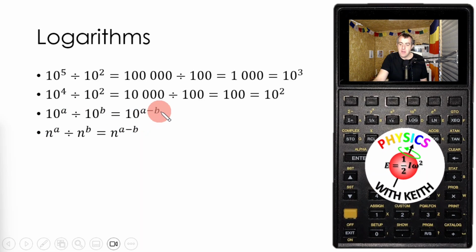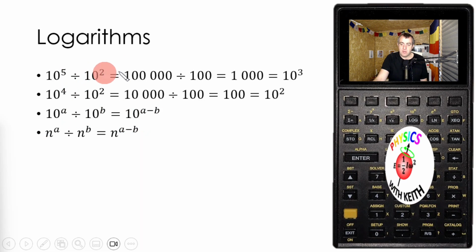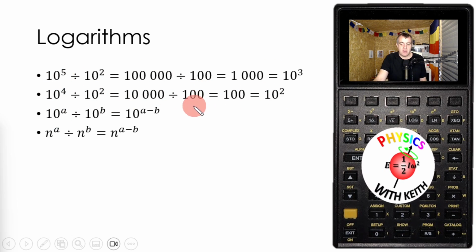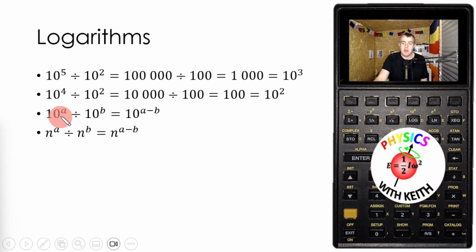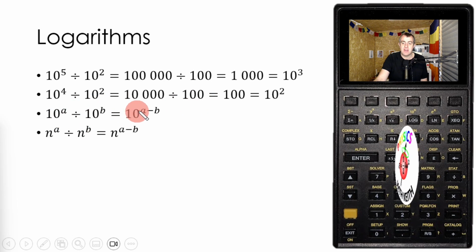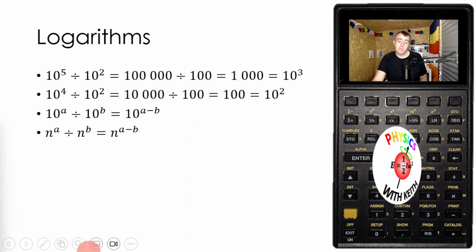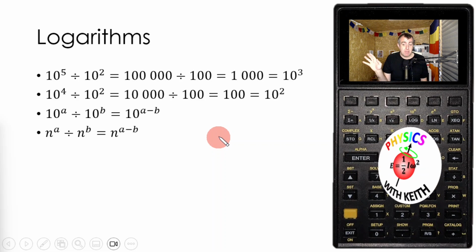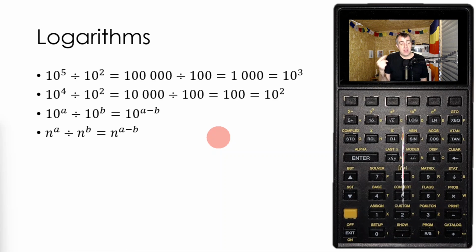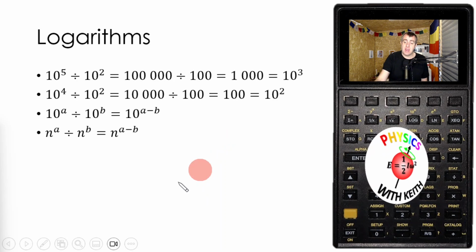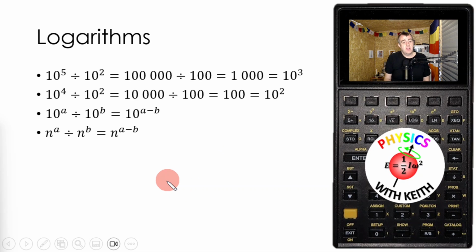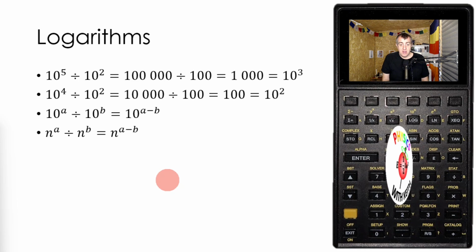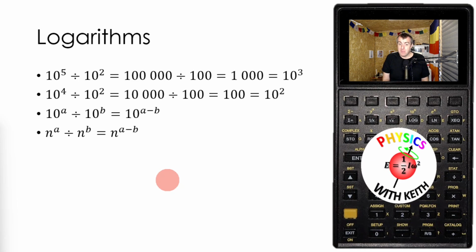And you can see here the general rule. 5 subtract 2 is 3. 4 subtract 2 is 2. And you could do this with any numbers, just test it for yourself. 10 to the power of a divided by 10 to the power of b is 10 to the power of a subtract b. Or more generally, it doesn't have to have a base 10, it could be any base. n to the power of a divided by n to the power of b is equal to n to the power of a minus b. Now some people will be saying, no, these aren't logarithms, these are the laws of indices. But it's the same thing.